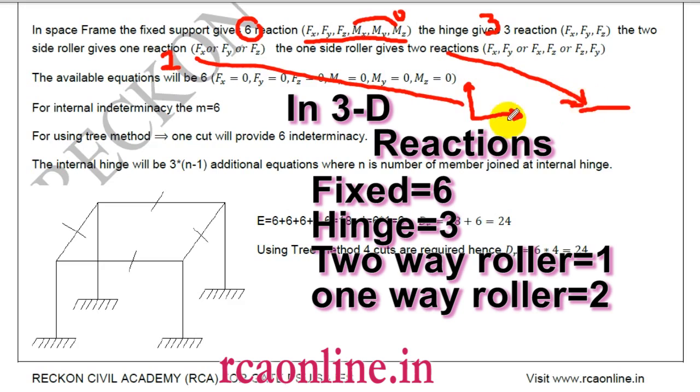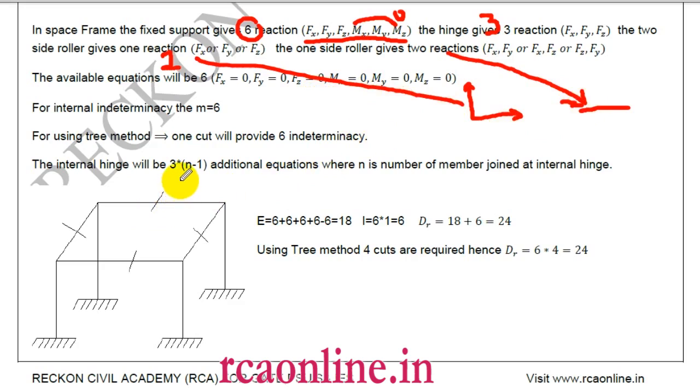Now if you use the tree method, then one cut will provide 6 static indeterminacy. We will see it in the question. Second, for internal indeterminacy, one closed loop in 3 dimensions will provide 6. So my internal indeterminacy becomes m into closed loops, where m will now be 6.